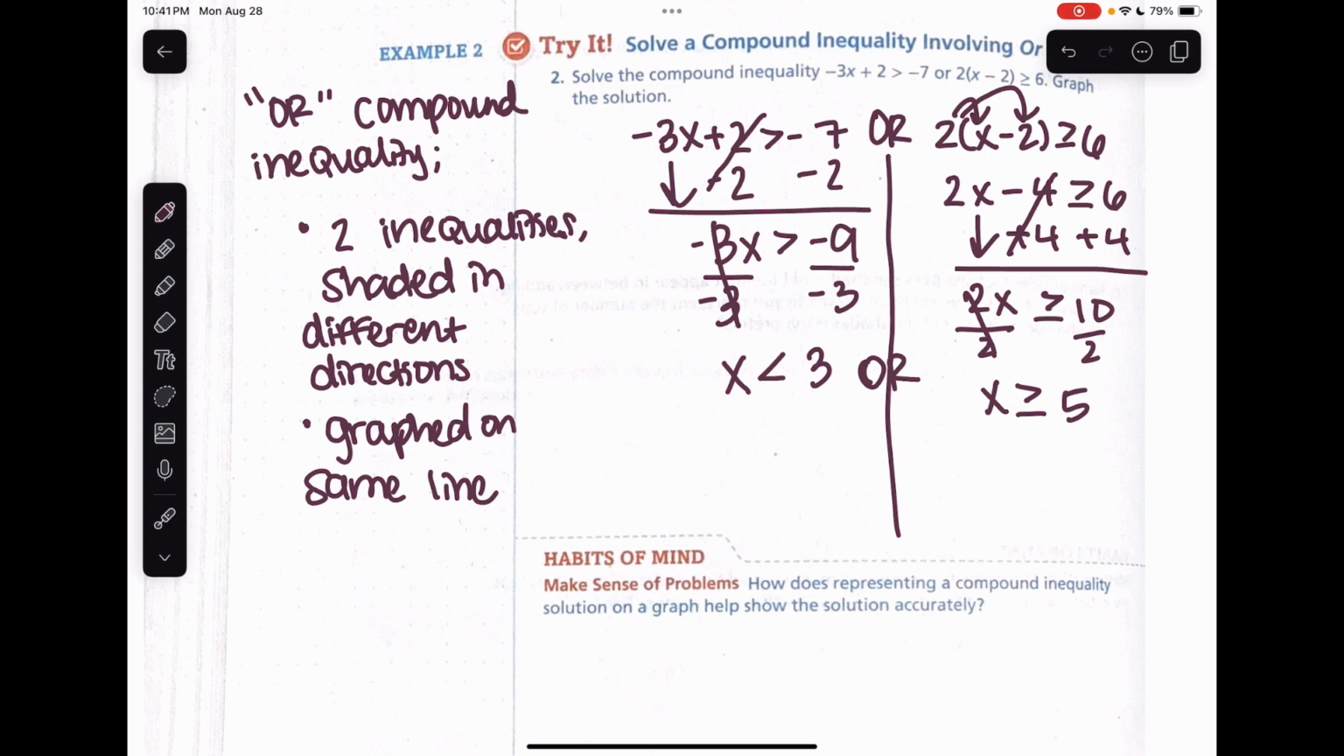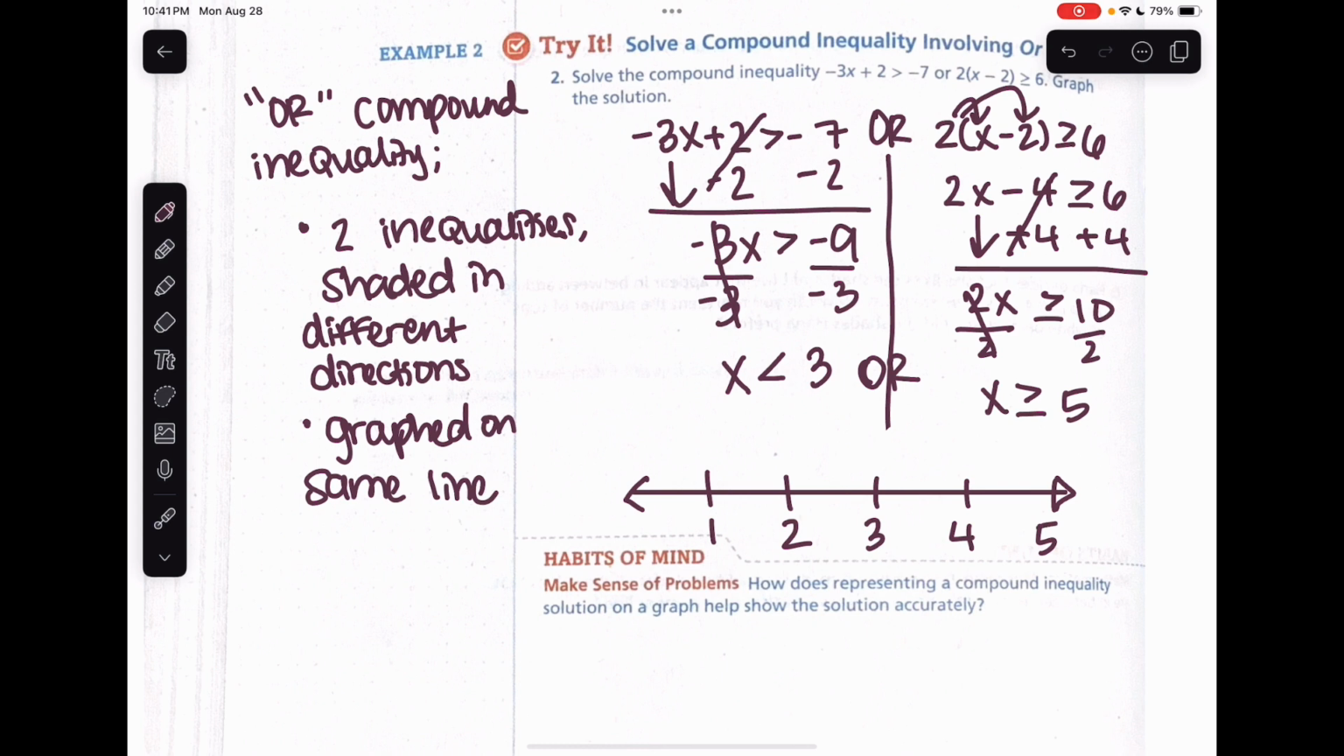So now that I have this, I'm gonna go ahead and graph this on a number line. So I'm gonna draw a number line, and I know I'm gonna need these two values on that number line. I'm gonna need my 3, so I'm just gonna go normally on a number line. Okay, well, good enough.